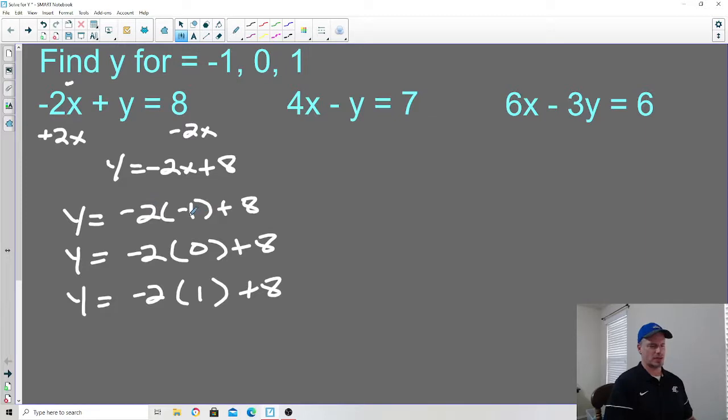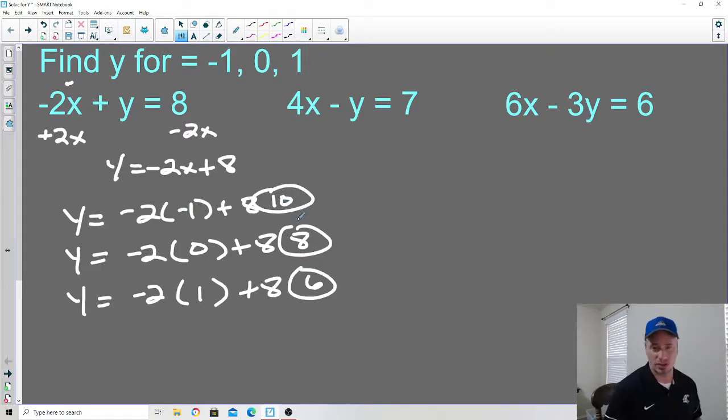So negative 2 times negative 1 is positive 2. Positive 2 plus 8 is 10. So that's going to give me 10. Negative 2 times 0 is 0 plus 8 is 8. And negative 2 times 1 is negative 2 plus 8 is 6. And there are my 3 values. That's an x value and a y value. You can actually use those numbers to graph, which I'm not going to do. Okay? So that's how you do the first one.